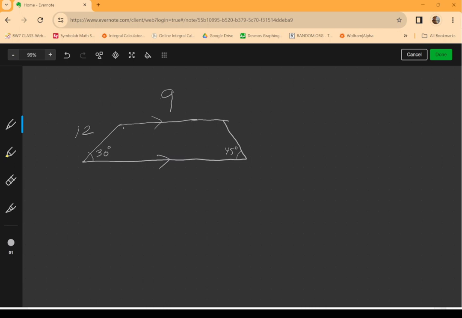Okay, so again, I'll start off like I did the other one, where we'll drop this little h here, and then this little h here. All right. If this is 9, then I know that the value from here to here is also 9. And I also know that if this is a 90-degree angle, then this side should also be 9. So here, that's going to be h as well.